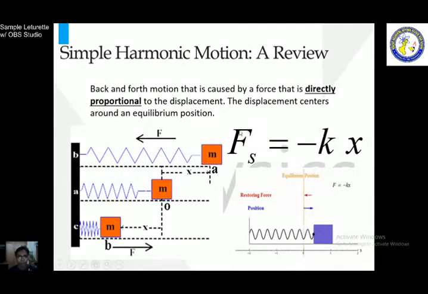Okay? So you have here Fs, the force of the spring, equals negative kx. k is the spring constant and x is the displacement. Take note that the force is opposite to the direction of the displacement. That's why there is a negative sign.